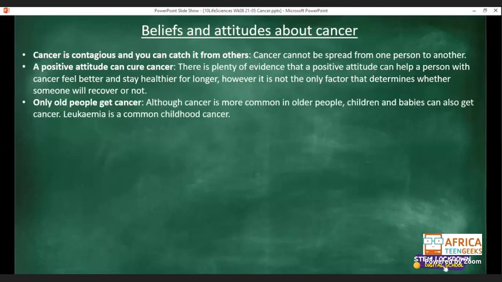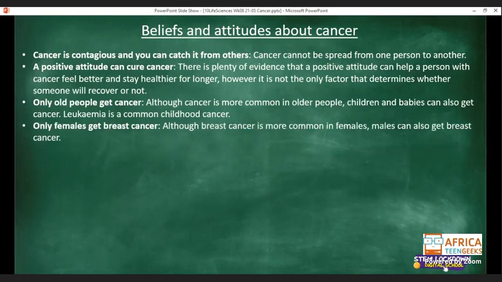And also there's this belief that only old people get cancer. Although cancer is more common in older people, children and babies can also get cancer. Leukemia is a common childhood cancer. So not only old people get cancer. Another belief is that only females get breast cancer. Unfortunately, breast cancer is more common in females, but also males can get that type of cancer. So also males can get breast cancer, not only females.